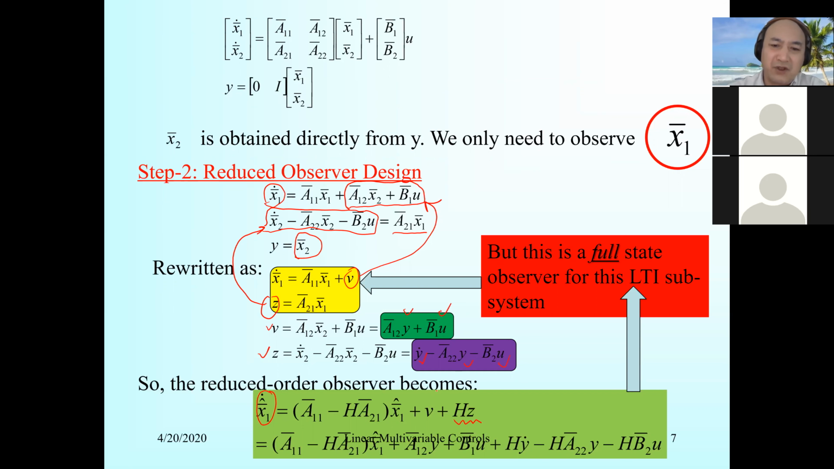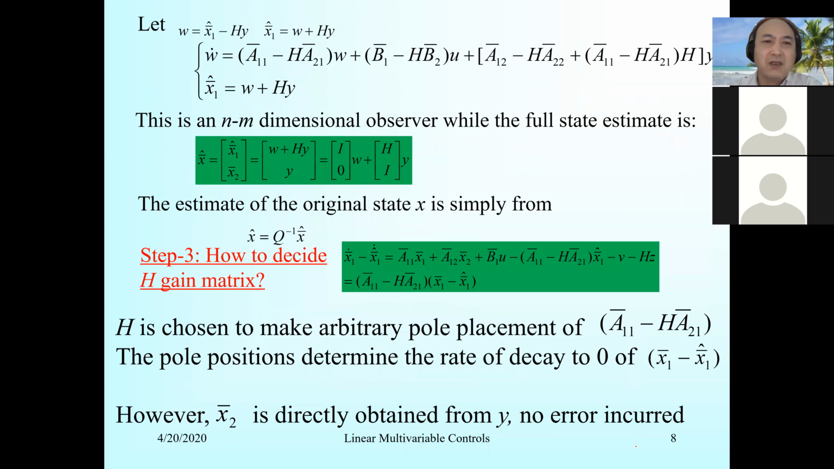Then you replace U and Z back with all the known information, so you get this. Then we denote W as X1 hat minus HY. Then in terms of W and Y, you can write your X bar hat, the estimation. Then you must get back to the X coordinate. This is the X coordinate, this is the X bar coordinate, so you need to go back.